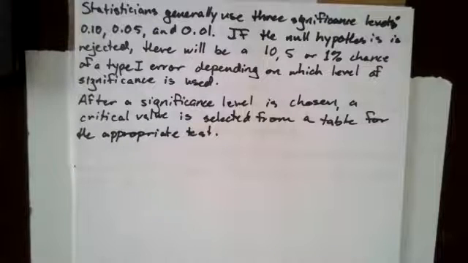Statisticians generally use three significance levels, 0.10, 0.05, and 0.01. If the null hypothesis is rejected, there will be a 10, 5, or 1% chance of a type 1 error, depending on which level of significance is used. After a significance level is chosen, a critical value is selected from a table for the appropriate test.